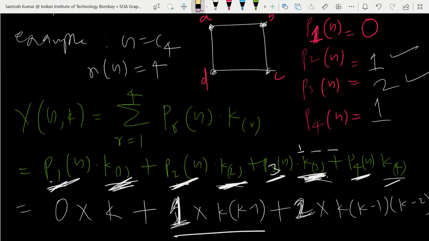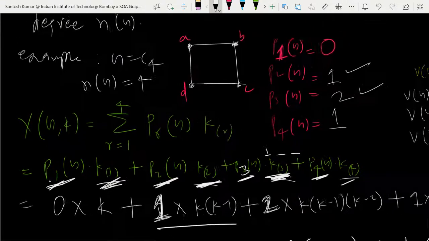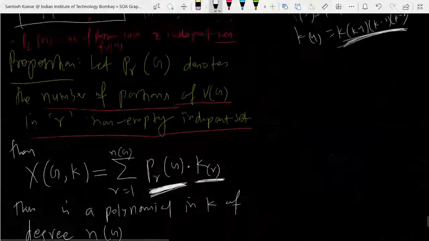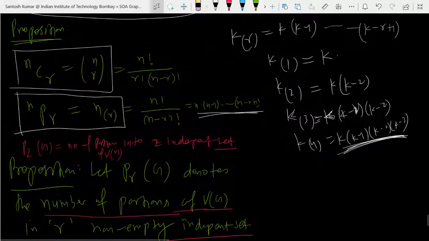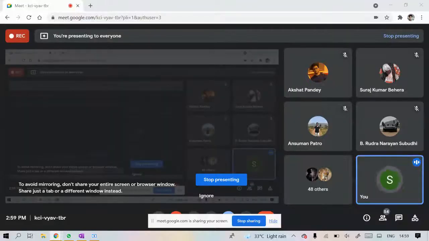Same thing here. P4 means you want to partition the vertex set into four independent sets, which means you want to use four colors. You have a total of K colors. So for the first set, you can use any one of the K colors, K choices you have. For the second set, K minus 1. For the third, K minus 2. For the fourth, K minus 3. So I hope you got the concept of why this formula. Any doubts in this?